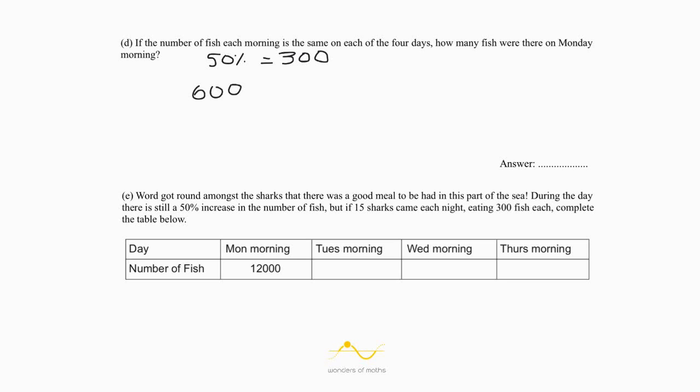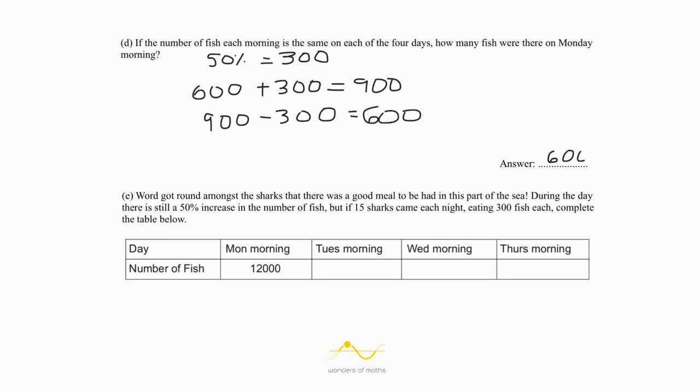Let's check this. If we add on 50% of 600, this means we do 600 plus 300 to get 900 in the evening. During the night, we have to do 900 minus 300, as the shark eats 300 fish, which gets us back down to 600 the next morning. This means that our final answer is 600. Let's move on to the last part.